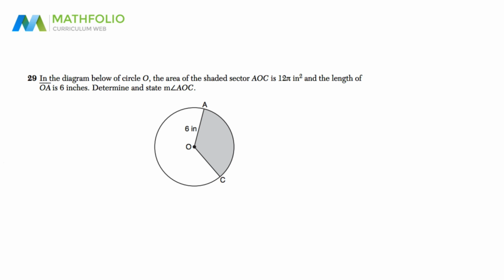Okay, 29. So this looks like we've got a circle sector shaded right here, and in fact it says the area of the shaded sector is 12 pi inches, so I'm going to write that in there, 12 pi inches squared rather, and it says the length of OA is 6. Now this is a radius, this is a radius, so that's also 6. And it says determine and state the measure of angle AOC. So A to O to C is here. They want to know this angle.